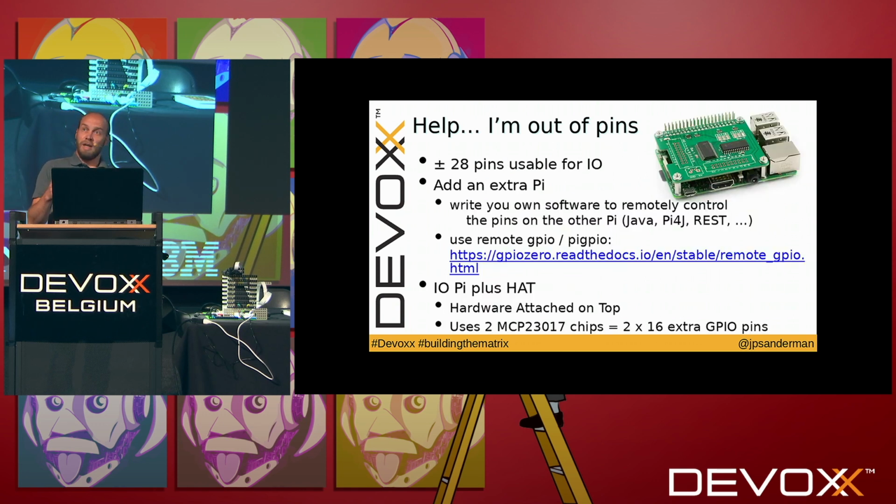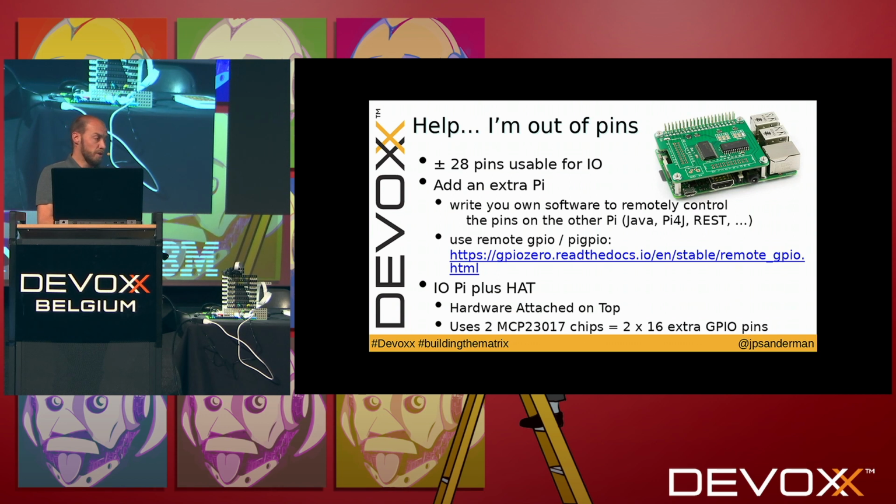And my Raspberry Pi has 40 GPIO pins, but I can only use 28 of them as input or output. The rest is used as a power supply or as a ground. So how to fix that? Well, you could of course add extra Pis and then write your own software to remotely control the pins on the other Pi, or you could use the remote GPIO library that's meant for that.